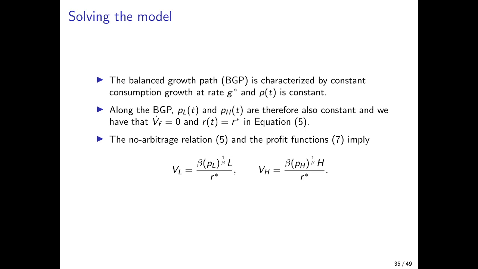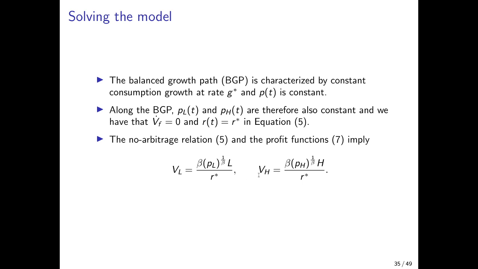Now, along the balanced growth path, we have that consumption growth stays constant at rate g star, and therefore also the prices stay constant, basically. And in the research arbitrage equation, we have that there are no valuation gains of the different shares, and therefore no changes in the value of the patents. That would imply in equation 5 that the interest rate is also constant, and we can derive the value of the patents as the profits divided by the interest rate in equilibrium, r star.